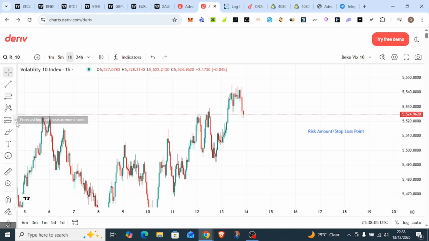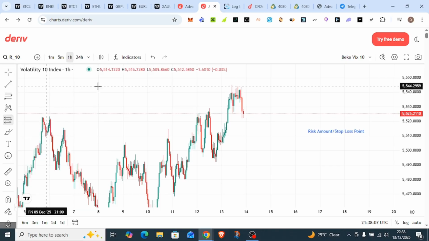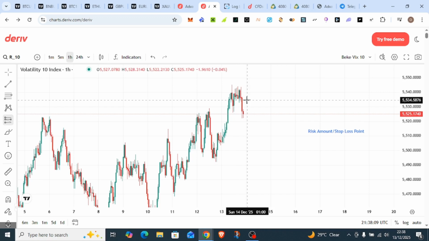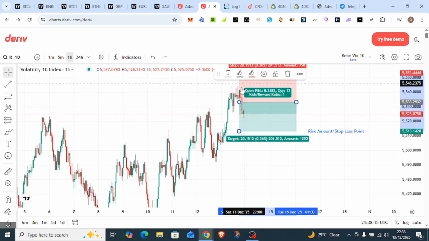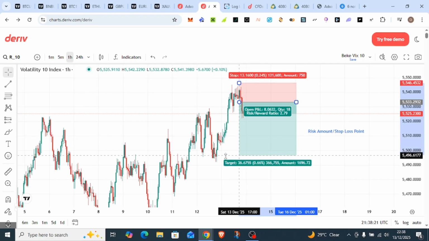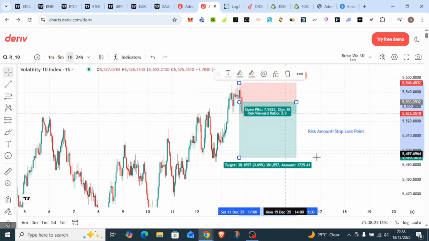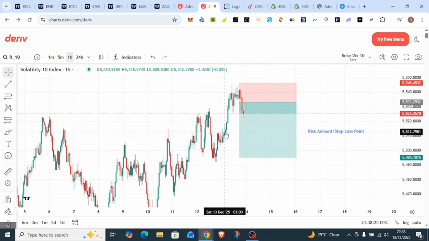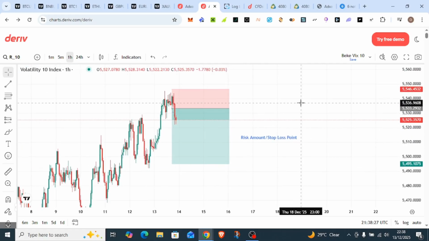Assuming you want to short VIX 10 here, this is volatility 10. If we want to short it here and put our stop loss here and target our take profit here, to get the lot size, we use this formula.